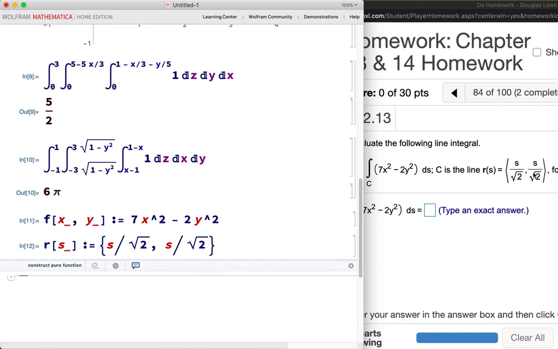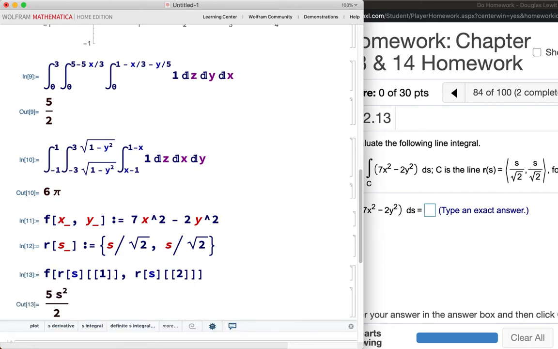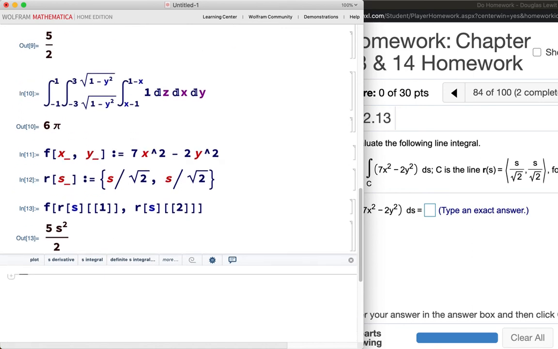But be careful, because that is not always going to be the case in every single problem. So what I'm going to have here is f of r of s: give me the first component, which is the x component, and give me the second component, which is the y component. So I have 5s squared over 2. That's very simple, right?